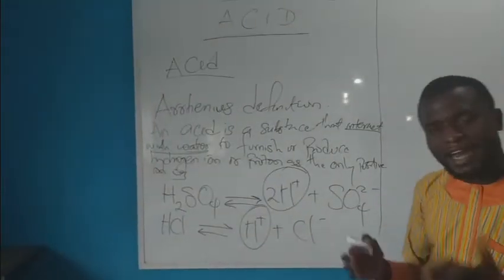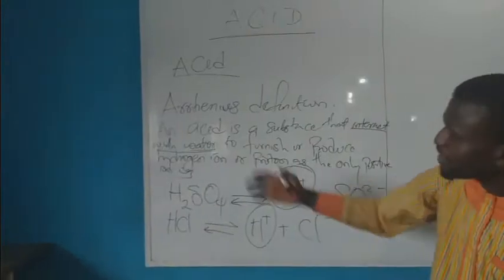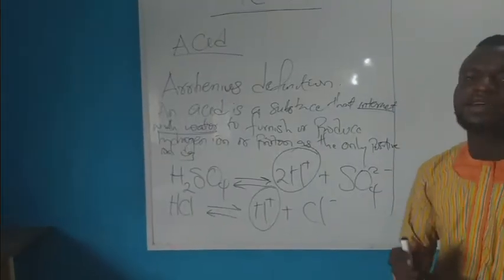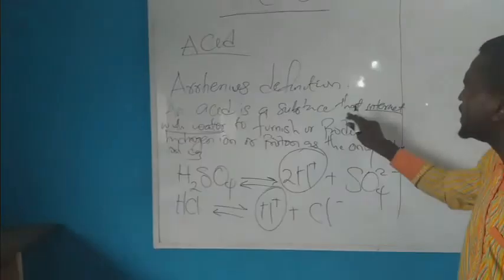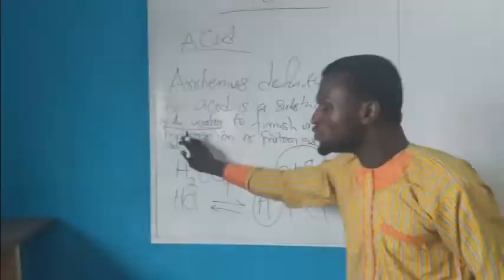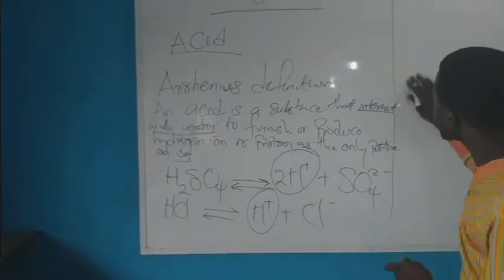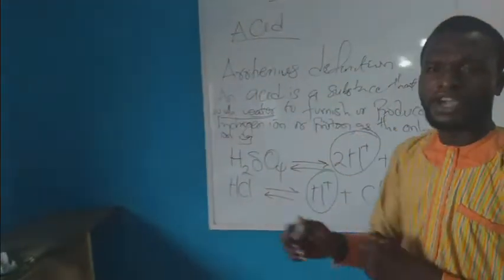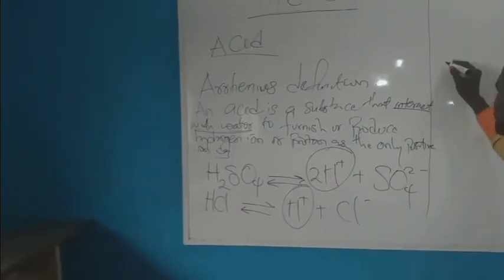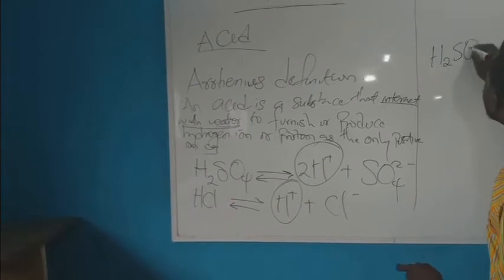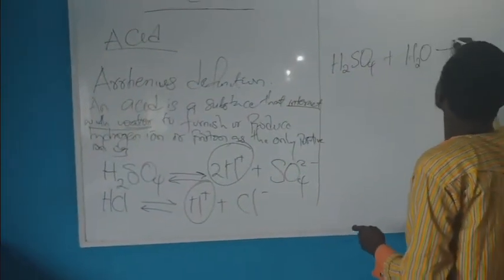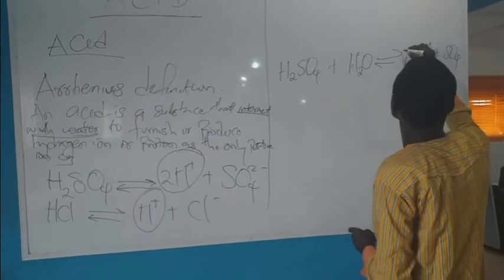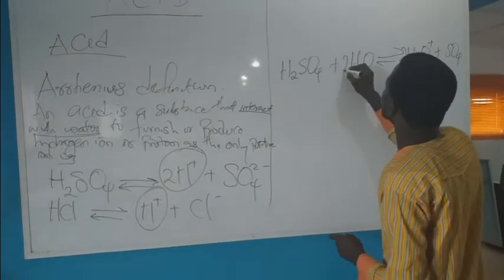In the light of new discovery and extensive research conducted by modern chemists, this definition, as carefully propounded by Svante Arrhenius, has been refined and restated as: an acid is a substance that interacts with water to furnish or produce hydronium ion, or oxonium ion or hydronium ion, as the only positive ion, as exemplified as follows: H2SO4 plus H2O, water, gives H3O+ and SO4 2-. We put 2 here and 2 here.